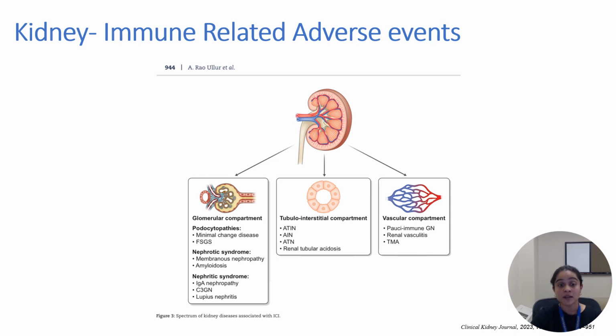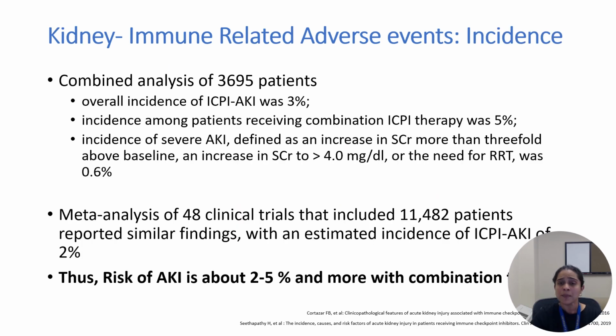Hypokalemia and hyponatremia are some of the other electrolyte abnormalities that are seen with these medications. Now, one might think, what is the incidence of the acute kidney injury seen in patients who are receiving these medications? There are several meta-analyses and reports from case series that have been summarized. In summary, the risk of AKI is about 2 to 5%, and more so when a combination of CTLA4 and PD-1 or PD-L1 antibodies is used as compared to when these medications are used by themselves alone.